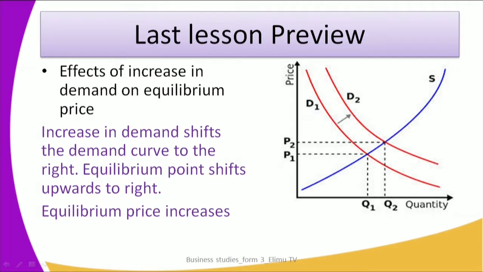So the effect on the equilibrium price would be that equilibrium price would increase, and this is because the equilibrium point shifts upwards to the right. So since the equilibrium point shifts upward to the right, you find that the equilibrium price increases. So equilibrium price increases as a result of increase in demand.